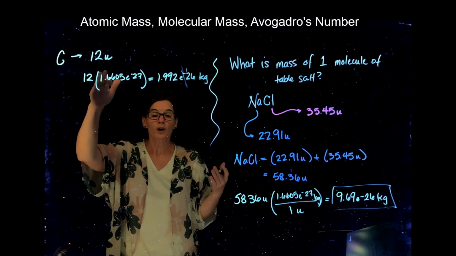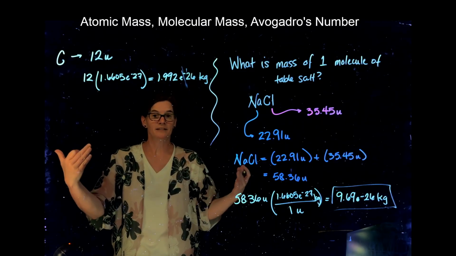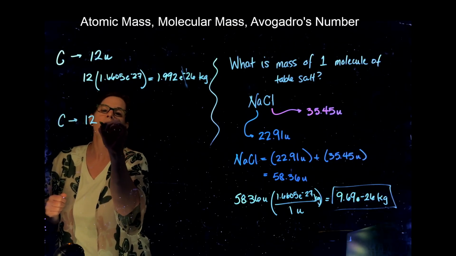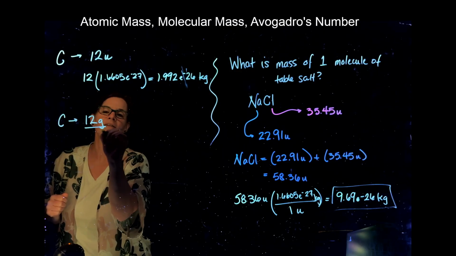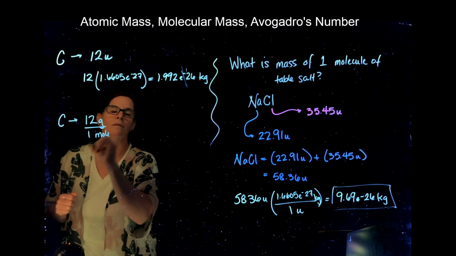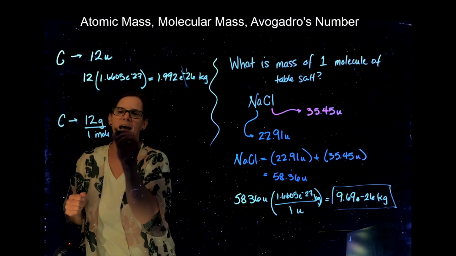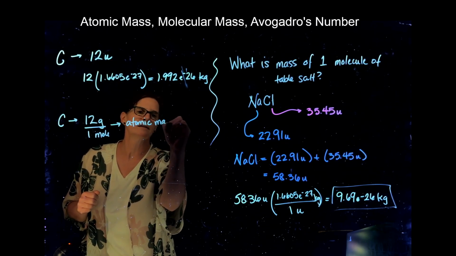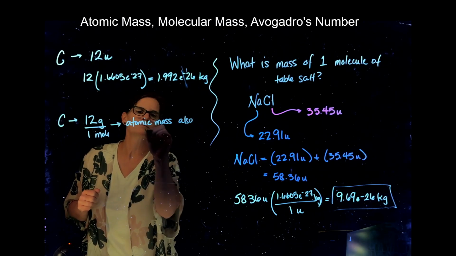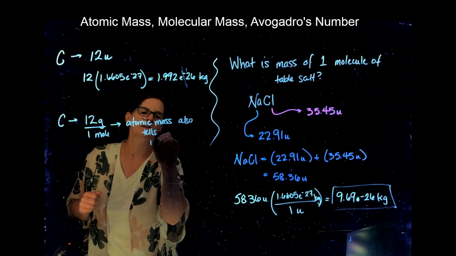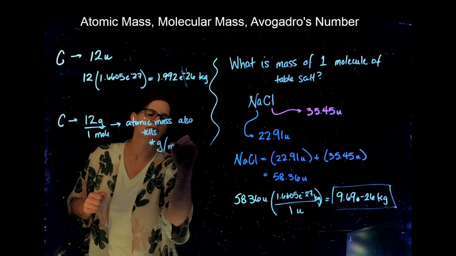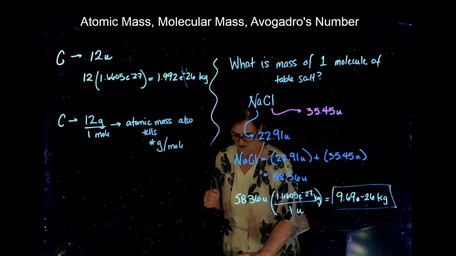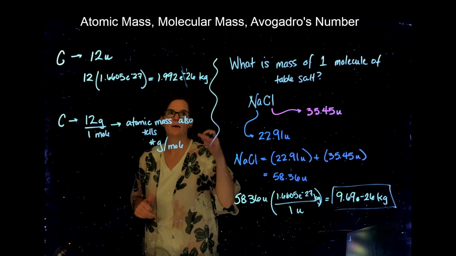Another way that this atomic mass gives us information is that 12 grams of carbon are in 1 mole. So this atomic mass also tells us the number of grams of that element per mole of that element, right? So let's just confirm indeed that works.